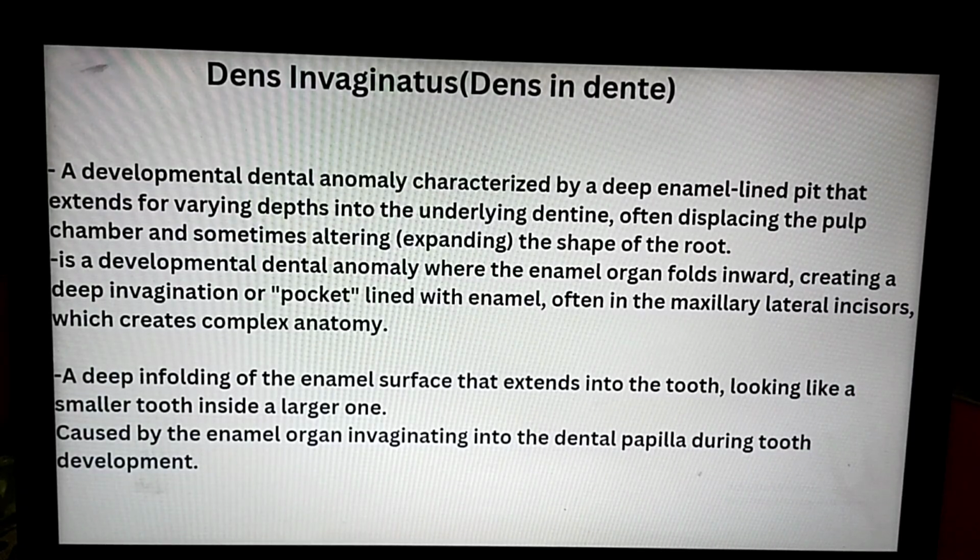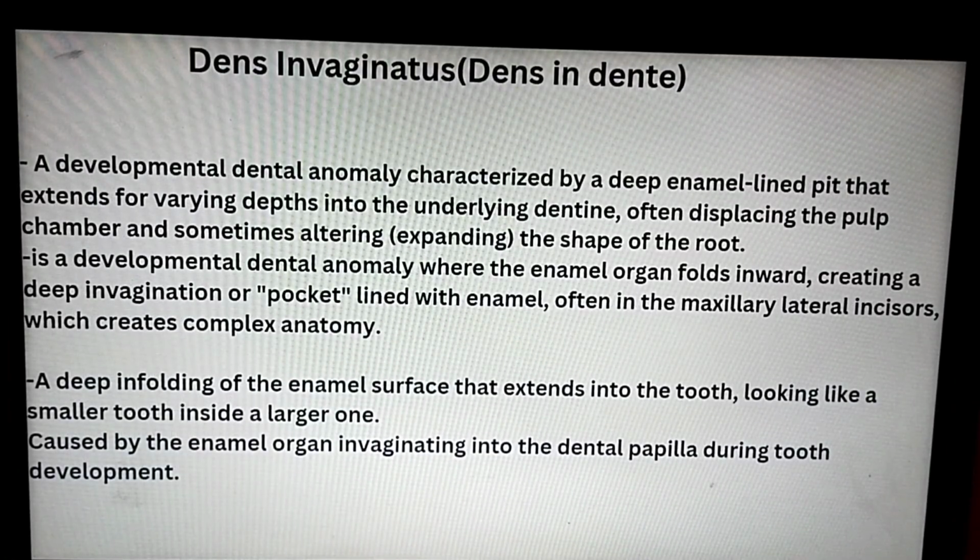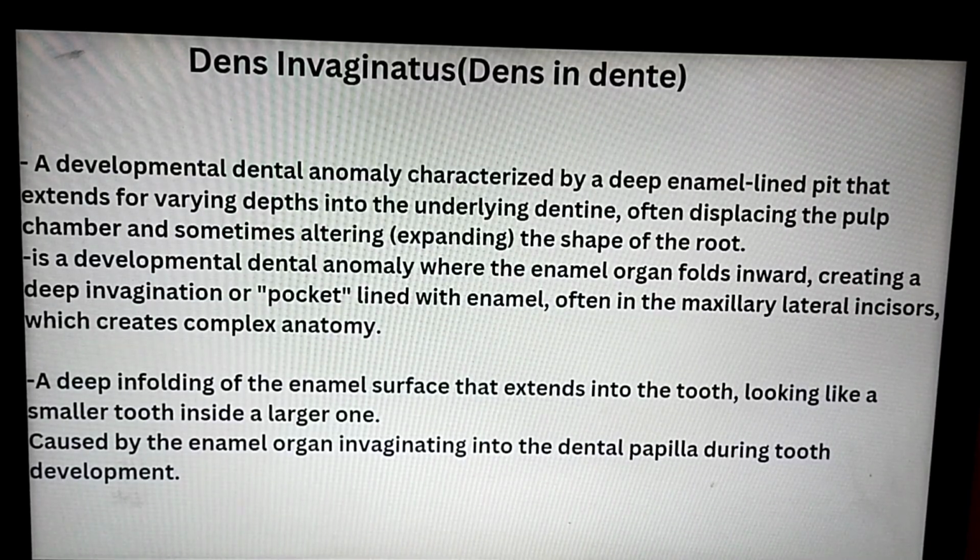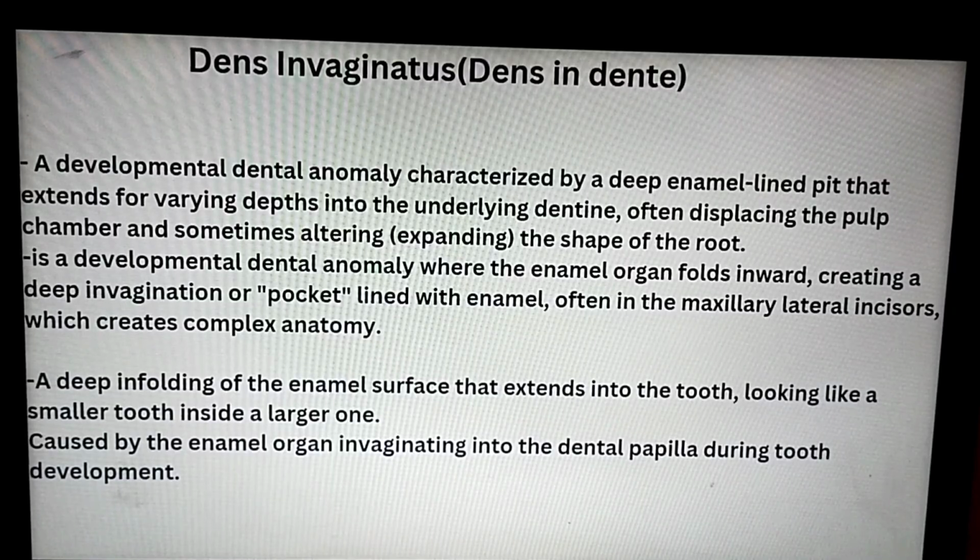Dr. Kitty here, and I am back with another topic which is dens invaginatus. We were discussing differences in shape. Usually the difference between dens invaginatus and dens evaginatus is asked, but today we'll only cover dens invaginatus so that we can cover it properly. Now dens invaginatus, what can you think of?